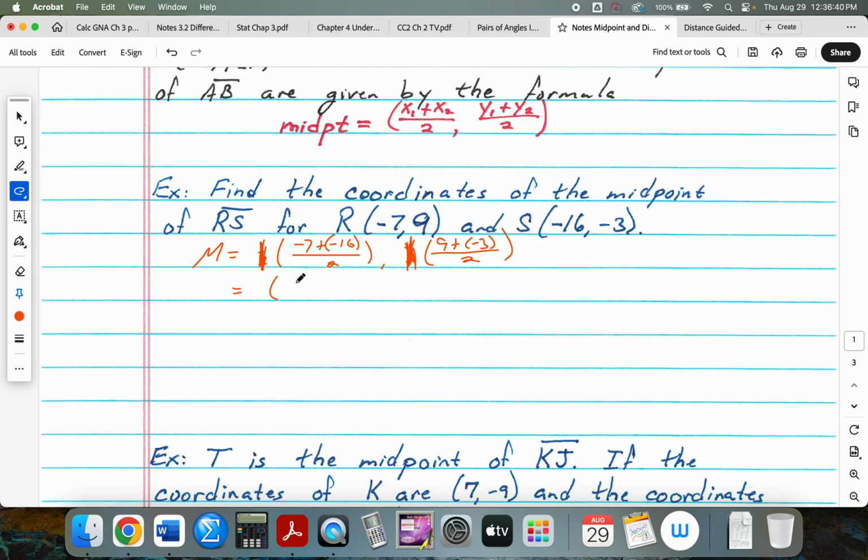So that's going to be -23 over 2 and +6 over 2. So the midpoint's going to be -11.5, +3. So this is the most straightforward problem. They give you both of the endpoints.